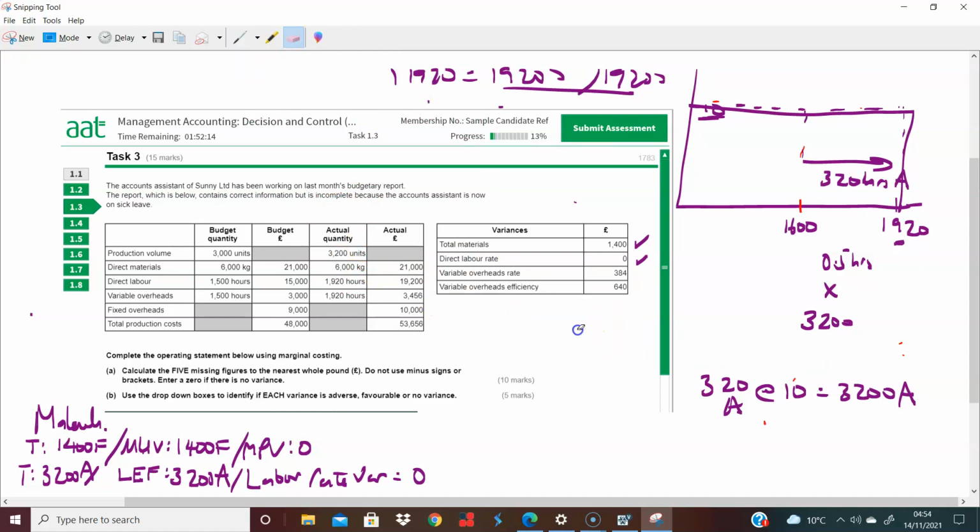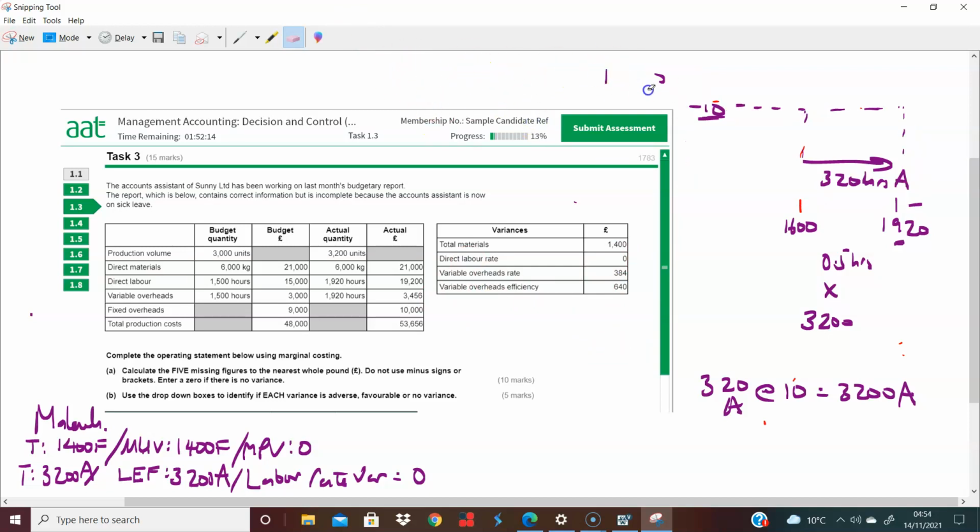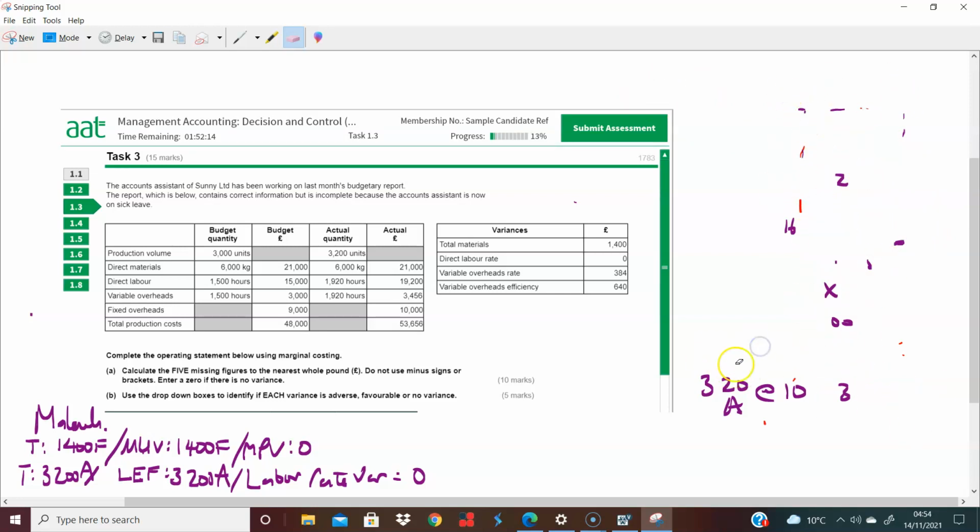Let's just do the variable overheads. Let's do the variable overheads. One second. Let's do that very quickly. Let's clean this up a little and tidy everything up here.